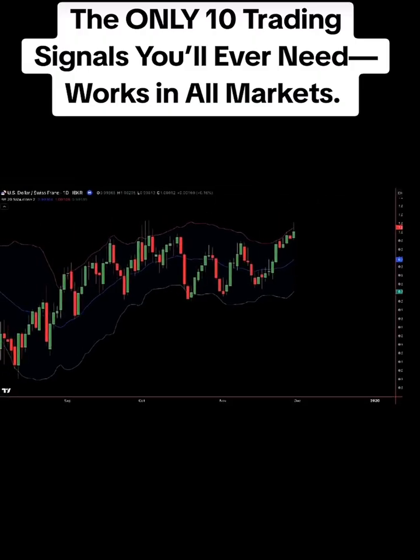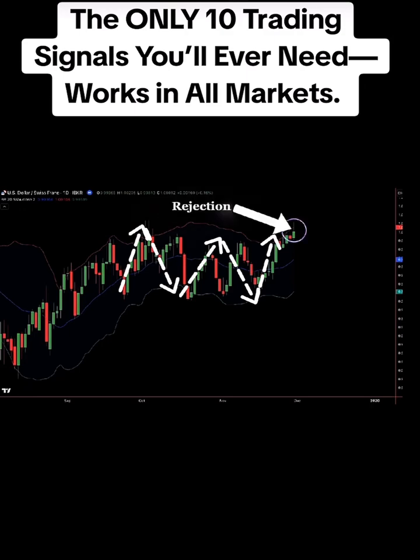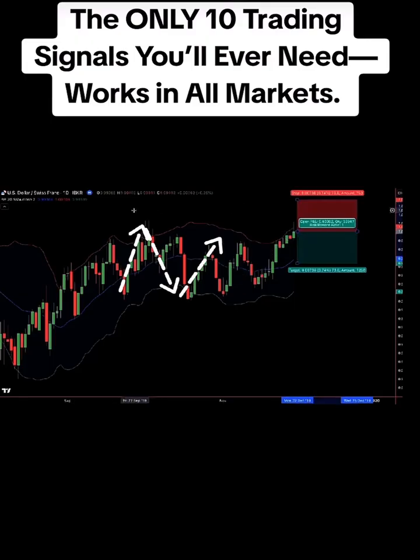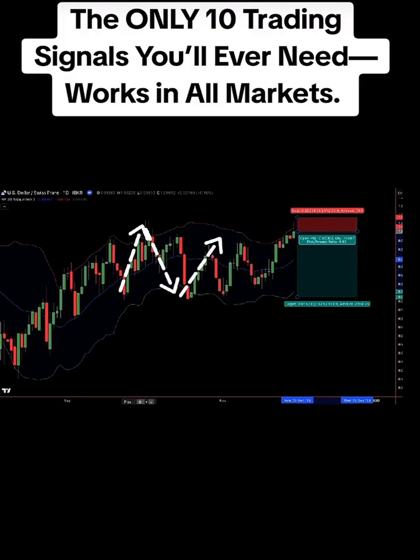In this chart, the market is moving sideways and trading inside the Bollinger Bands. Price touches the upper band, and right after that it gets rejected and starts moving down. This is a clean reversal from the upper band. A simple and effective signal that sellers are stepping in. You can place your entry after the rejection candle, set your stop loss just above the high, and target the lower band as your take profit.